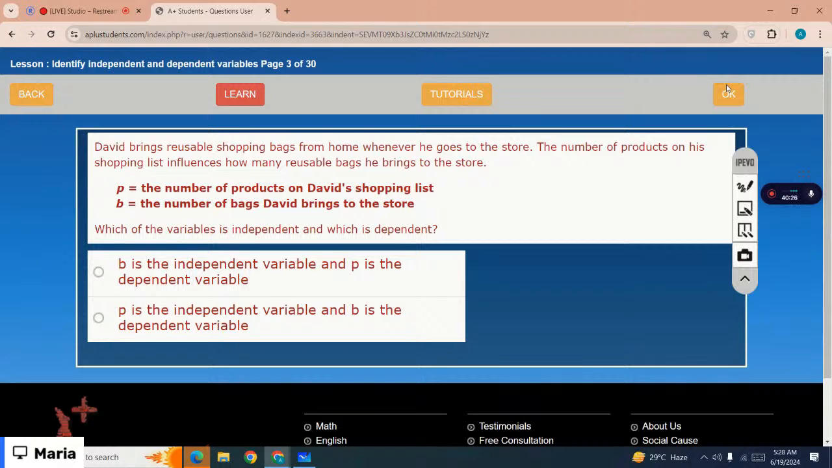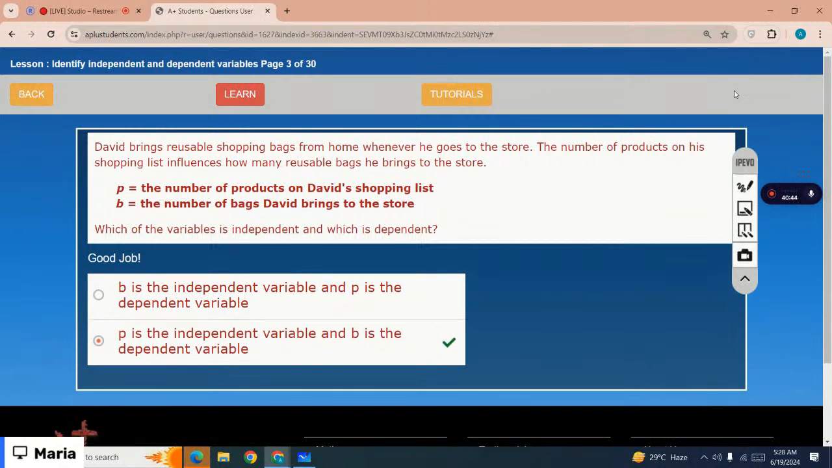The number of products on his list. If she has more products, she would have to use more bags, right? That means P is the independent variable and B is the dependent variable. P is independent and B is the dependent variable. Option number 2 is the correct option. Got it?